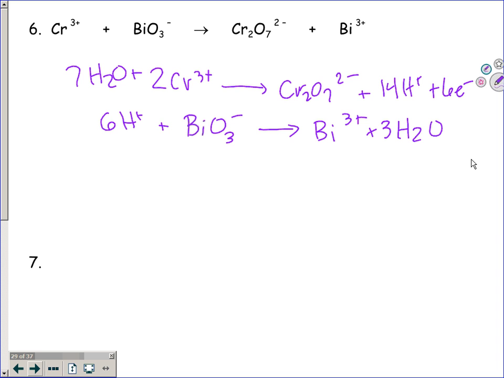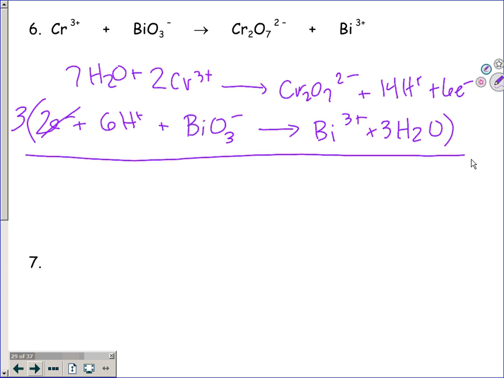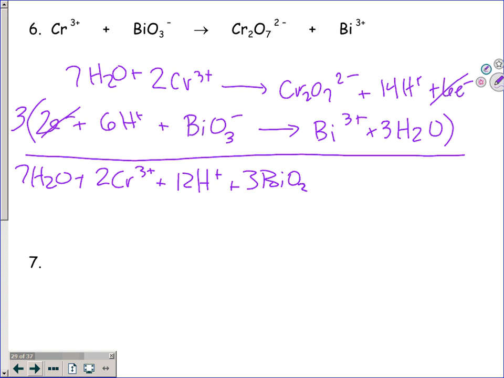Where do I add electrons? To the left. So how many do I add? 2 electrons. So 6 electrons and 2 electrons, what do I need down here? A multiplier by 3 to balance your oxidation reduction electron exchange, and then add up. So I know the electrons are gone. I'm not even going to worry about writing those as they are definitely gone. So 7 H2Os plus 2 chromium 3 pluses is 12 hydrogen ions plus 3 bismuth.